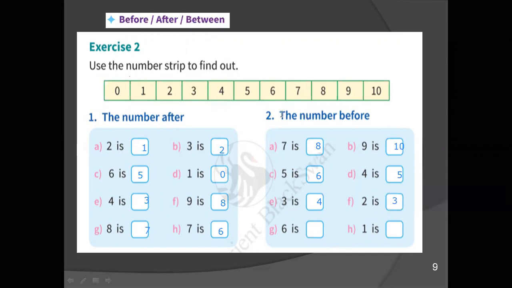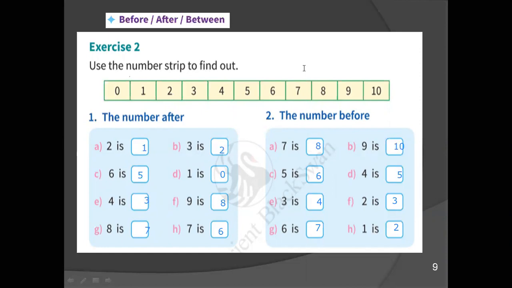6 is before 7. 6 is before 7. So write 7 here. Okay. 1 is before, see 1 is before 2. So we have to write 2 here. So you understood how to write numbers after and before, right?